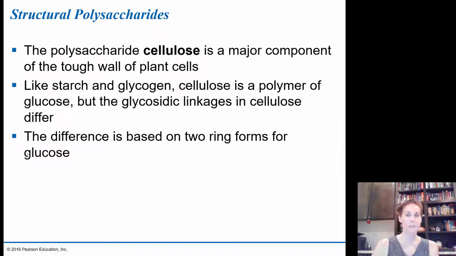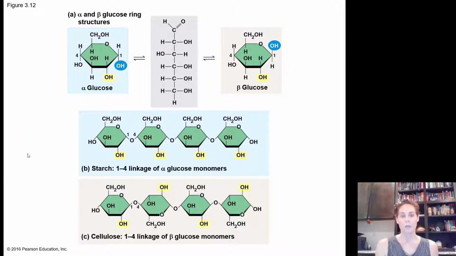Another polysaccharide, cellulose, is a major component of the tough wall of plant cells. So it's like starch and glycogen. Cellulose is a polymer of glucose, so it's a lot of glucoses linked together, but the glycosidic linkages differ, which makes it cellulose. And the difference is based on the two ring forms for glucose. So we have an alpha and a beta glucose.